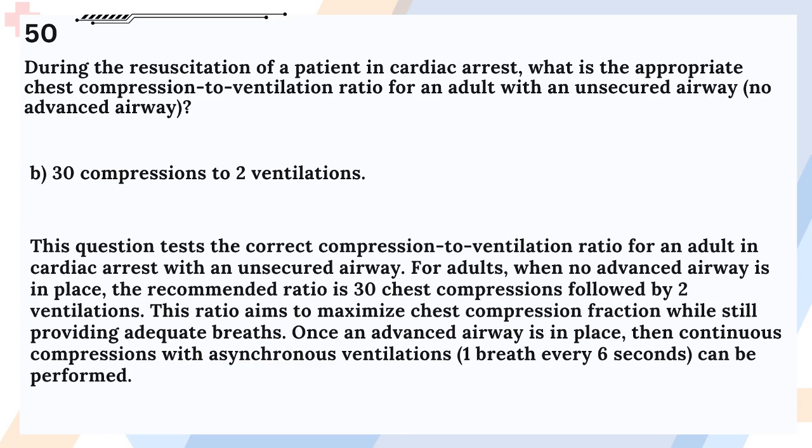Answer: B. 30 compressions to 2 ventilations. This question tests the correct compression to ventilation ratio for an adult in cardiac arrest with an unsecured airway. For adults, when no advanced airway is in place, the recommended ratio is 30 chest compressions followed by 2 ventilations. This ratio aims to maximize chest compression fraction while still providing adequate breaths. Once an advanced airway is in place, then continuous compressions with asynchronous ventilations, 1 breath every 6 seconds, can be performed.